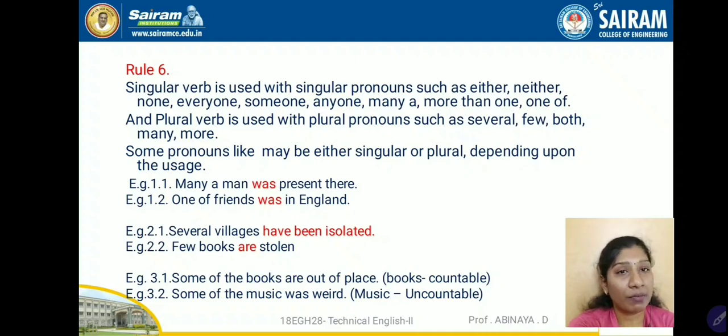The same "some of the" we are using in the next statement, but music is uncountable, we cannot count it as music, right? Some of the music was weird. So, we are using "was", even though we are using "some of the". The same thing: you should go with the subject, whether it is countable and singular or plural, go accordingly. And if it is uncountable, go with singular, obviously.